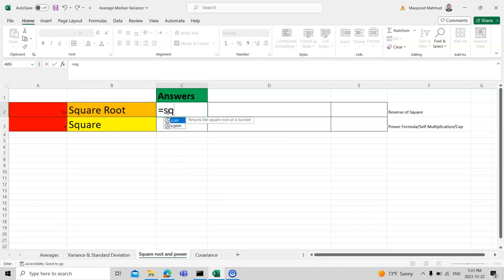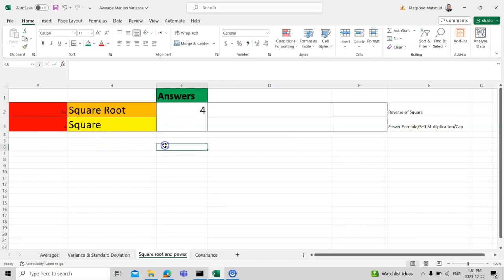You need to write SQRT and then the number. For example, if you want to find the square root of 16, you just select 16 and then press enter, and you will find the square root, right? Okay, in case you want to find the square, I think it's very easy, but there are three methods, so you might not know what these three methods are: the power formula, self multiplication, and the cap.